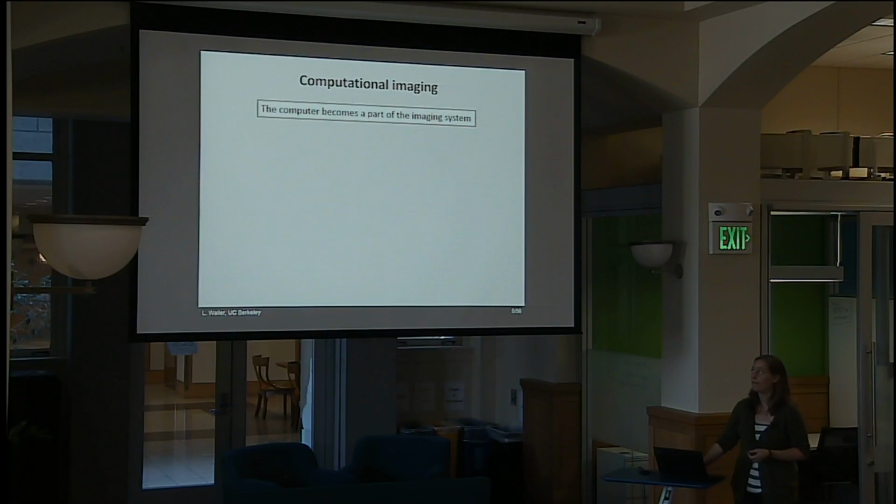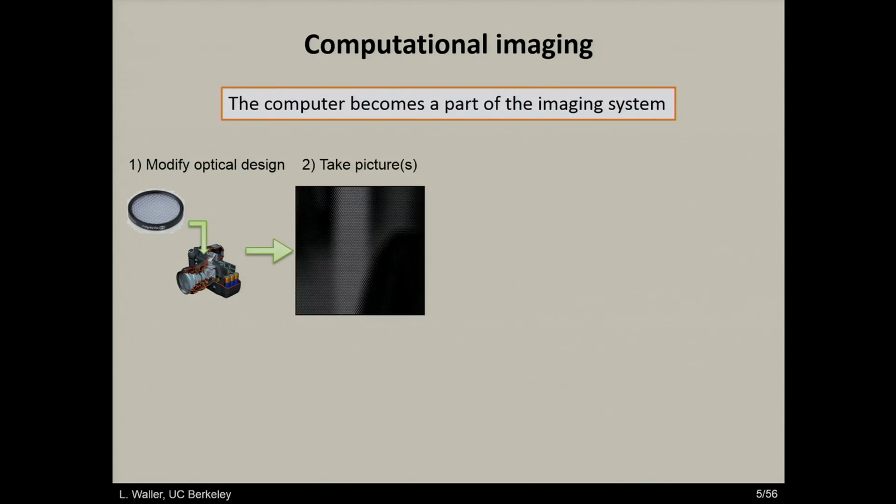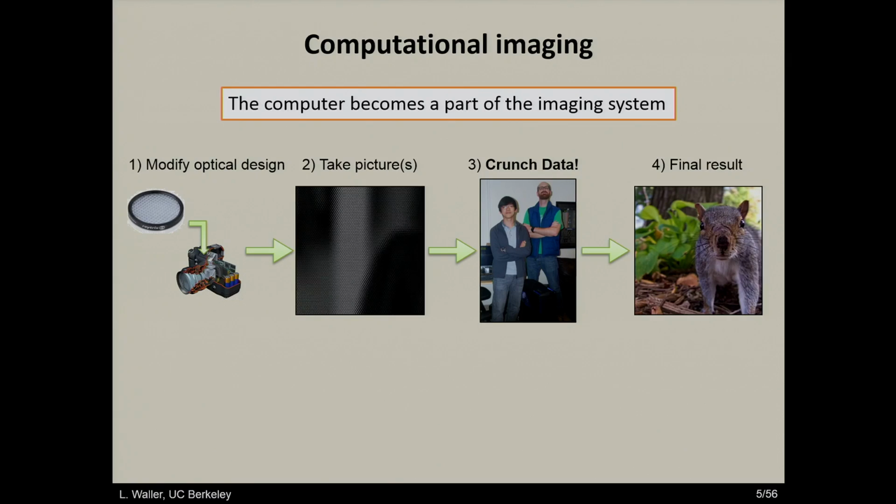So the pipeline of this is just a typical example. In computational imaging, you're going to modify the optical design. We have optics designers in our group. We do this kind of stuff. We need to change the optics in such a way that we take a picture that maybe looks like garbage, but it contains the information that we want. So we're going to do some processing on it and get back the image that we were looking for.